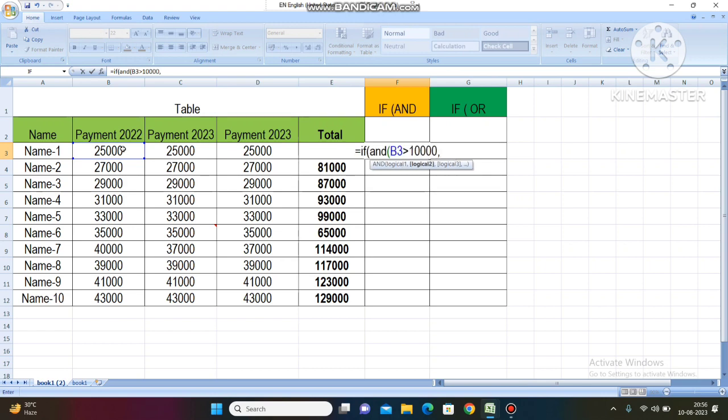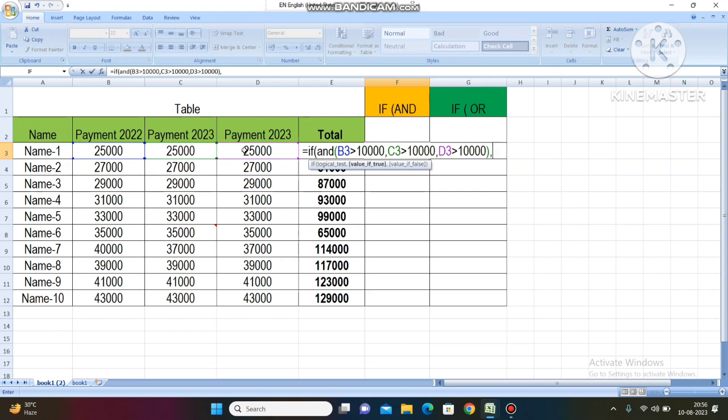and the second logical condition is this cell is also greater than 10,000, and the third condition is here this cell is also greater than 10,000, and you will have to close the bracket over here and you have to put here a comma.